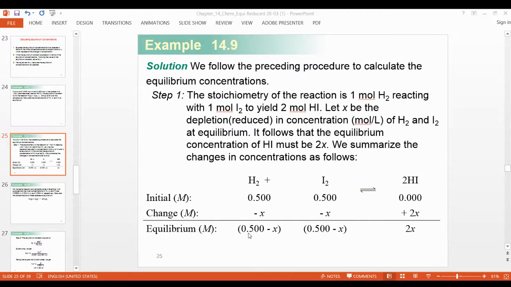Now you have to write the equilibrium values here. X is reduced from 0.5, so at equilibrium it is 0.5 minus X for H2, 0.5 minus X for I2, and now the product becomes 2X. These three pieces of information you have to put into the chemical equilibrium expression, that is the law of mass action formula.